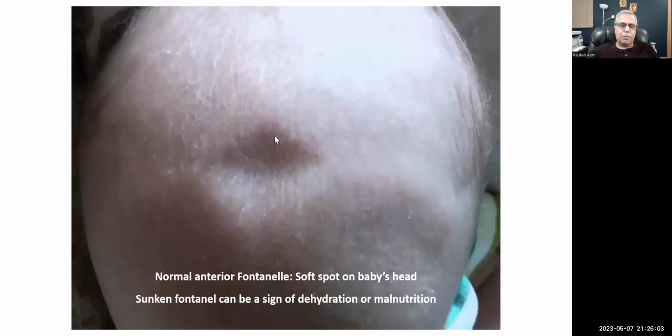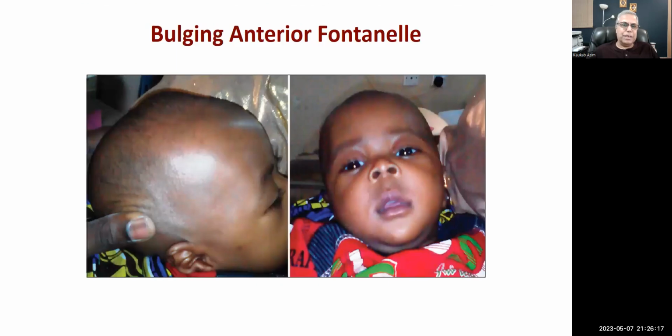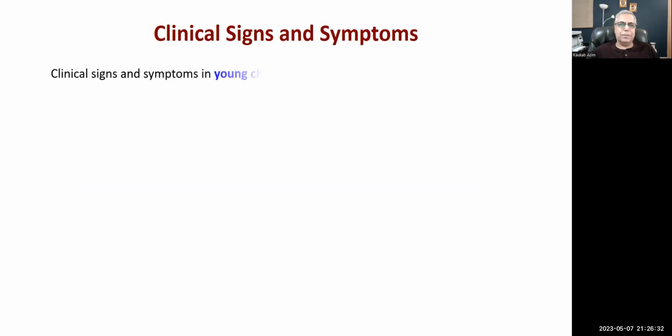So this is a normal fontanelle. It closes at 18 months of age. You can feel that on the baby's scalp, if you lightly touch with your finger, you can find this fontanelle. So what happens in meningitis, it is bulging because there is increased intracranial pressure, more CSF, more fluid in the subarachnoid space. So the fontanelle is bulging. So that is one of the signs.